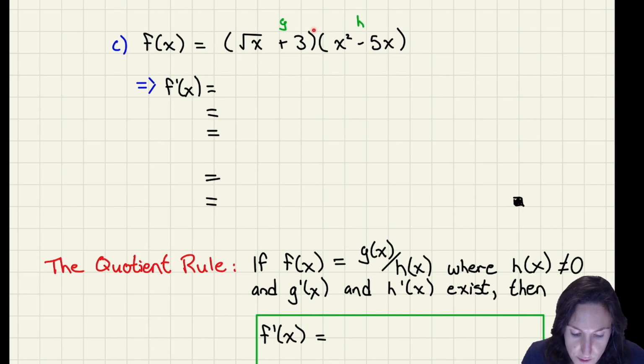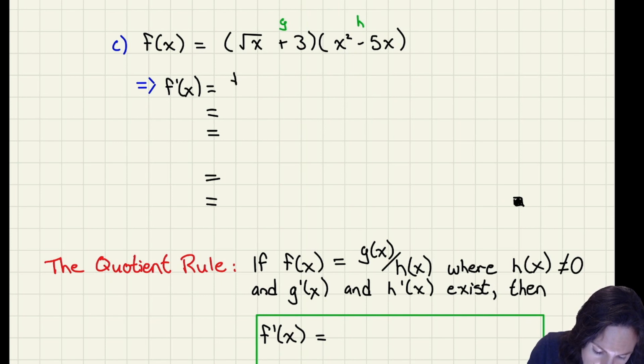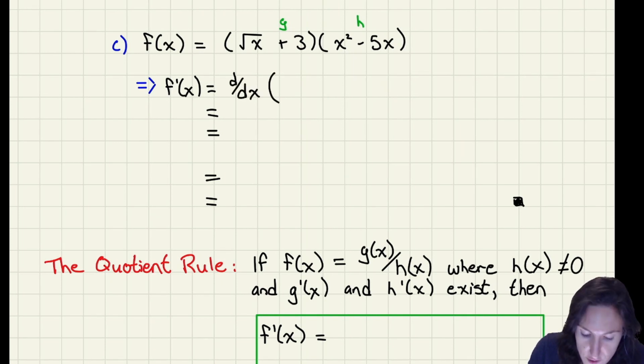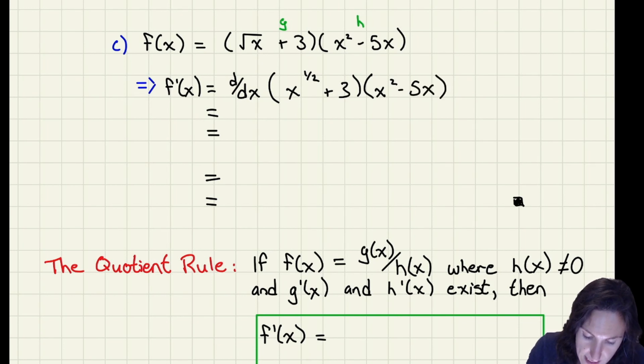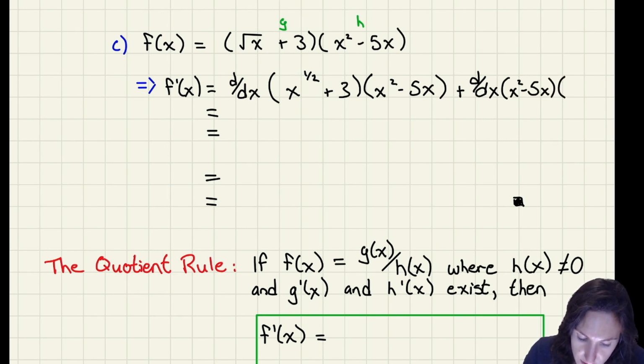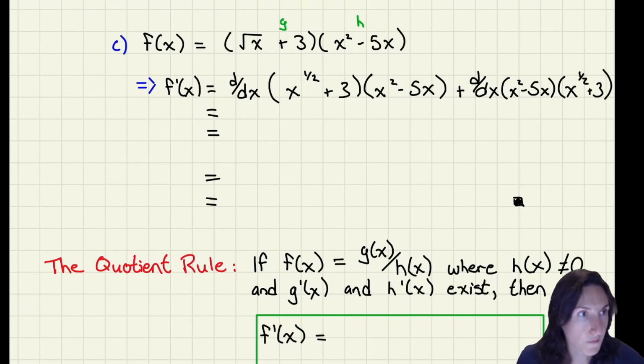Let's say that we have the root x plus 3 and then x squared minus 5x. So this is like our g, this is like our h. So again, we're going to write out the formula first. So we're going to go d dx of the first term. And when I write the first term, I'm going to switch the root to x to the power of 1/2, so it'll be easier for me to do my power rule. Times h plus the derivative of the second, x squared minus 5x, times the first, x to the 1/2 plus 3. All right, perfect.